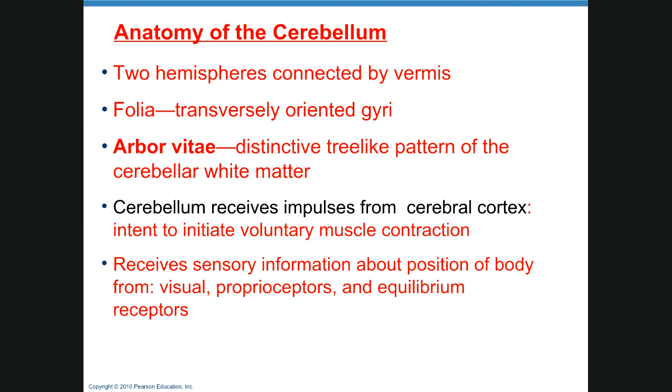So the cerebellum has two hemispheres. The middle area is called the vermis. It is folded just like the cerebrum is, and the folds are called folia. The superficial area is gray matter. The center is white matter, which is called the arbor vitae.